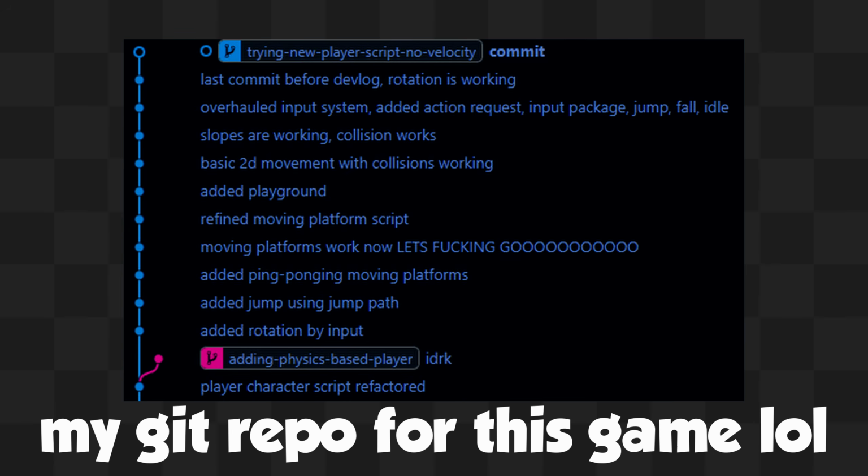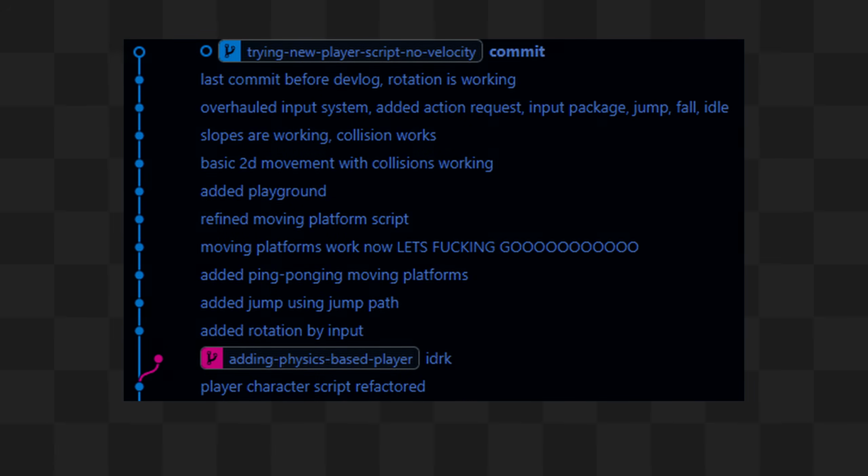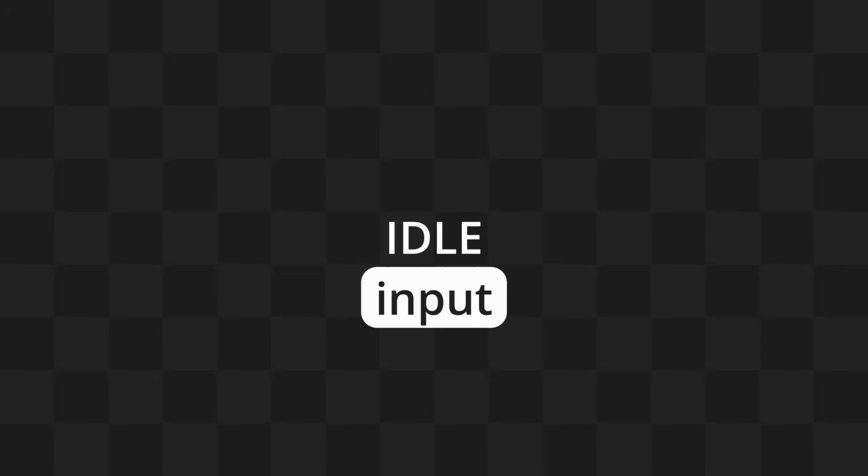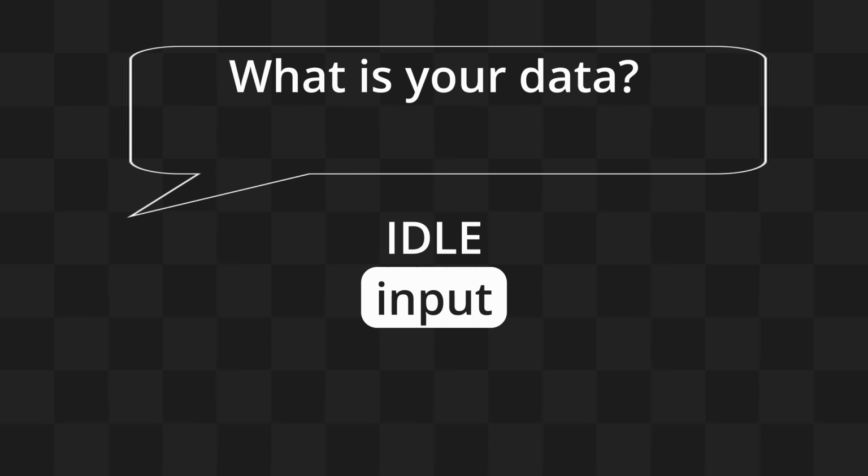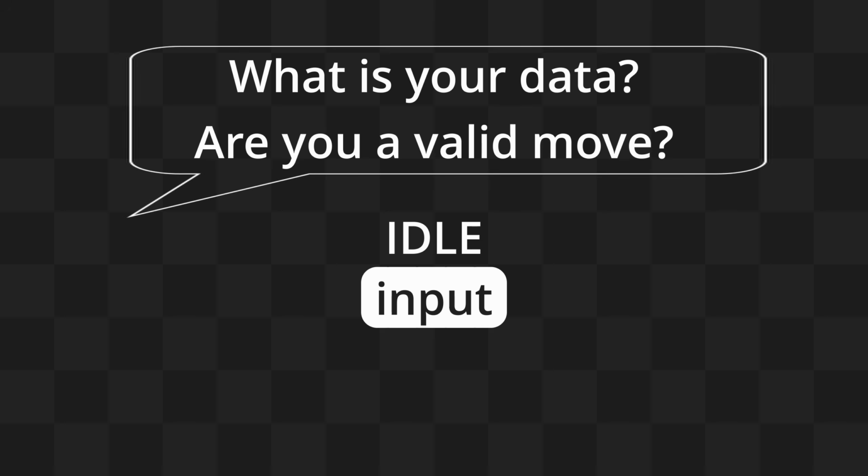After that, I decided, screw it, I'm going with an Area3D player with a tween-based movement system, and that's what I'm going to show you guys now. So what needs to happen when a state receives input? It needs to find data for the next move, such as target position, and it also needs to check if that move is valid.